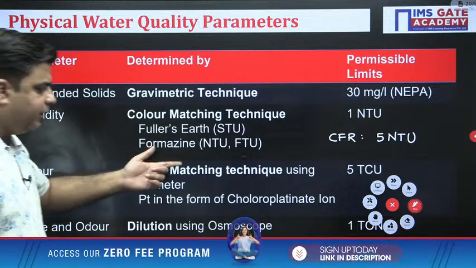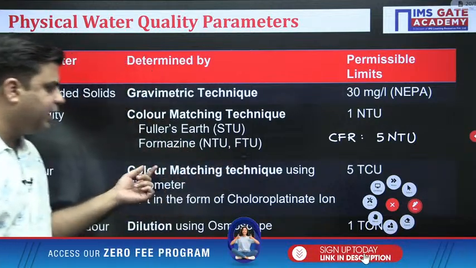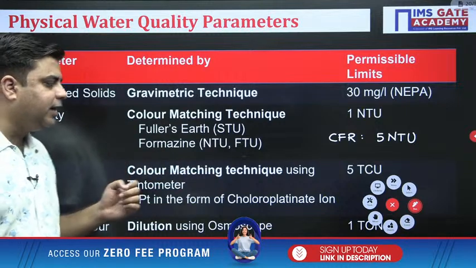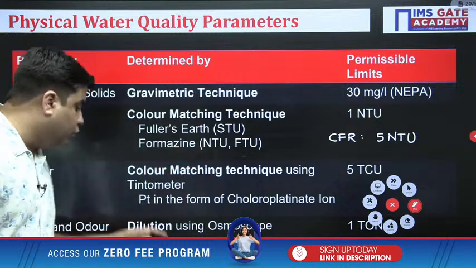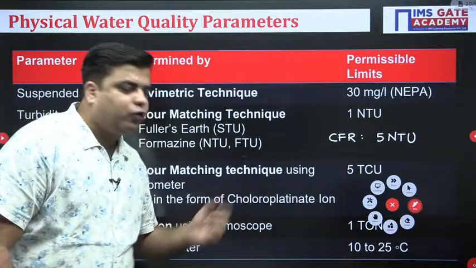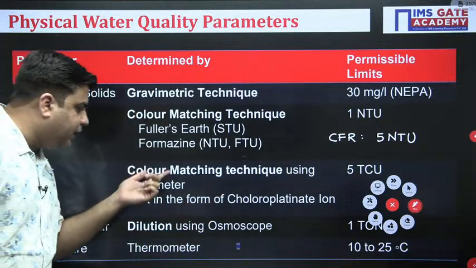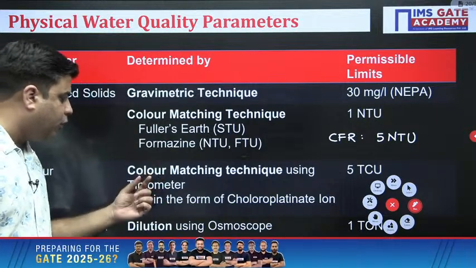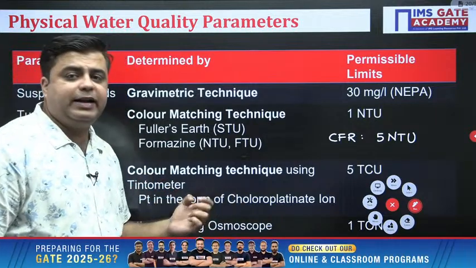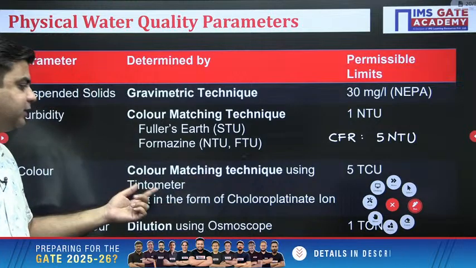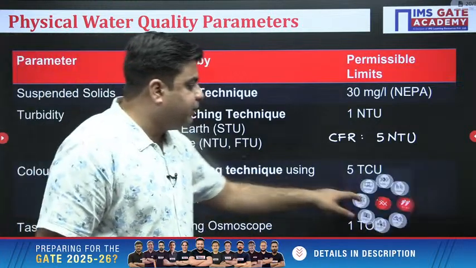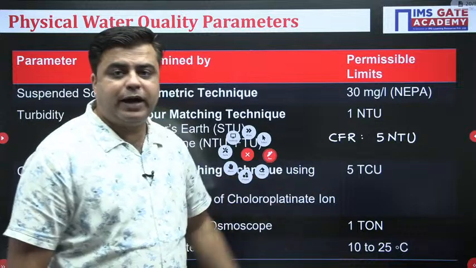Color is again measured by color matching technique, and here the standard samples are prepared using platinum in the form of chloroplatinate ion. Here the color is developed in the form of chloroplatinate ion. The instrument used is called a tintometer. The acceptable limit for color is 5 TCU.